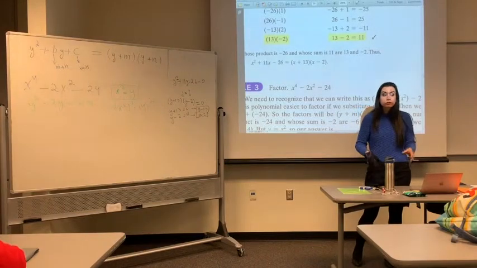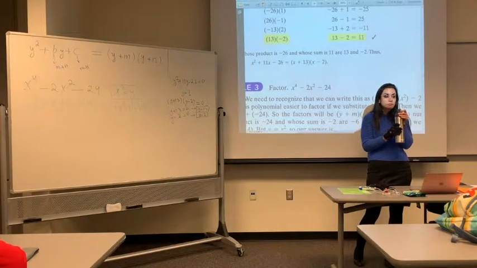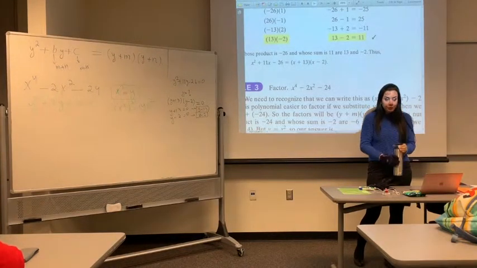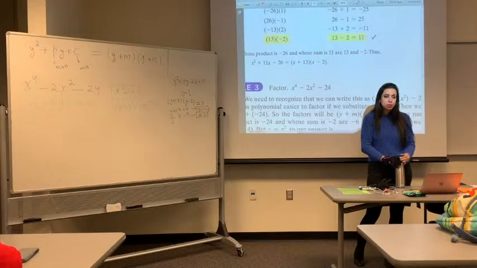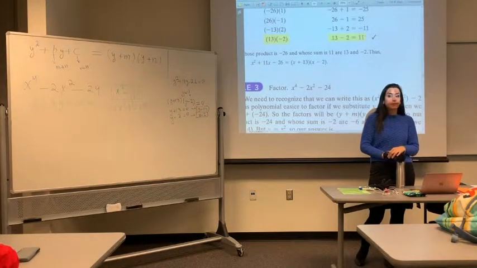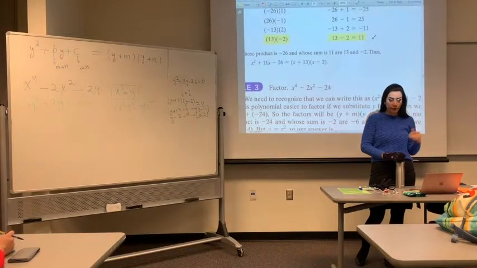Break this down to y plus m, y plus n. Our m multiplied by n gives us negative 24, and m plus n gives us negative 2. You should find those two numbers. I found them. See how smart I am?